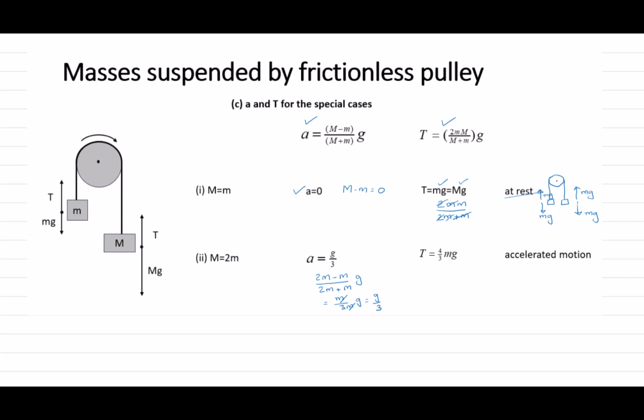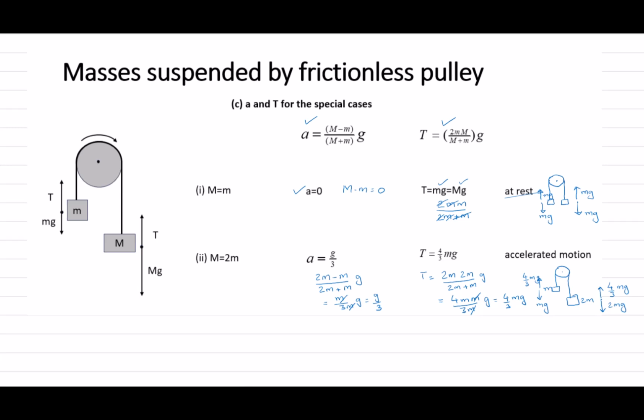So that's a. And then about T, the tension in the string on both the sides will be equal to 2 times m times 2m over (2m plus m) times g, which in turn will be 4 times m times m over 3m times g. So this m and m will cancel, which is 4 over 3 times mg.